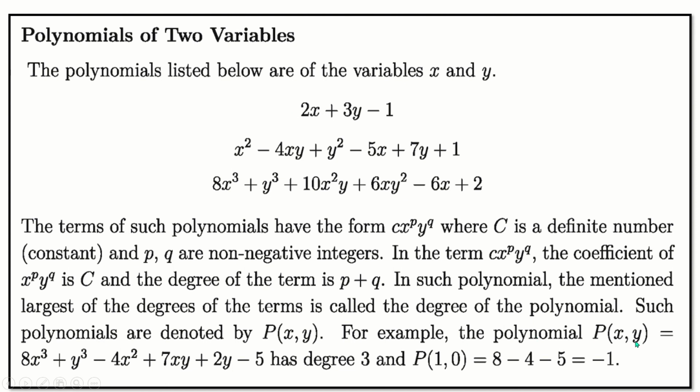Here is a given example. P of x, y is equal to 8x cubed plus y cubed minus 4x squared plus 7xy plus 2y minus 5, which has degree 3, and we want P of (1, 0). When we take P of (1, 0), that means x is equal to 1 and y is equal to 0, and after putting this in the expression, we'll get minus 1. That means 8 into 1 to the power 3, which is 1, so that's 8. Here 0, here minus 4, here 0, here 0, here minus 5. That means it is equal to minus 1. Clear everyone?